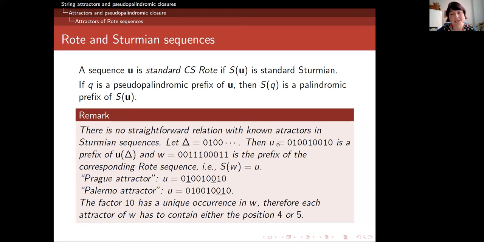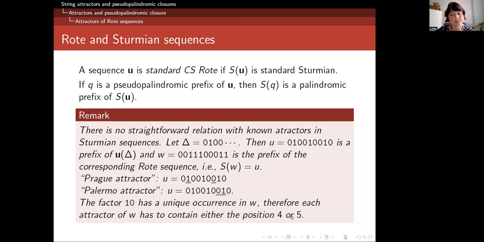And now, for the palindromic prefix of the Sturmian sequence, we have 2 known attractors. Either the one that I call the Prague attractor, which is the attractor corresponding to the length of the largest palindromic prefix followed by 1, and the largest palindromic prefix followed by 0. So this is what I call the Prague attractor, or the Palermo attractor by Giuseppe Romana and his colleagues. And they showed that these 2 positions form an attractor. But then when you observe the factor 0, 1 in the word W, you can see that it is contained only here in the middle. So each attractor of W has to contain the position 4 or 5. This one or this one.